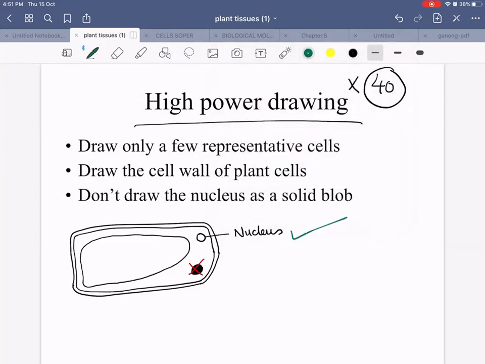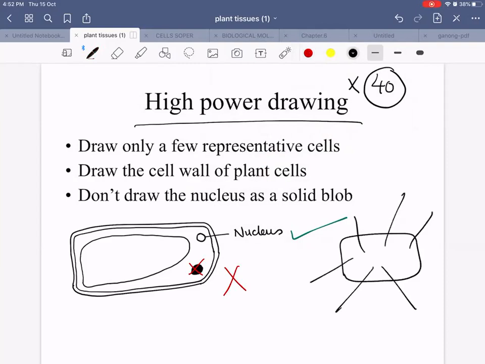This is the correct way and this is the wrong way, right? Whenever you're asked to draw a high power diagram, usually they do ask you to label also. Do read the question properly and see if you've been asked to label. Never label a diagram like this. For example, if this is your cell, never label it like this. You can choose one side, most probably your right side, for labeling. So your labeling should be very neat and onto one side of your page only.